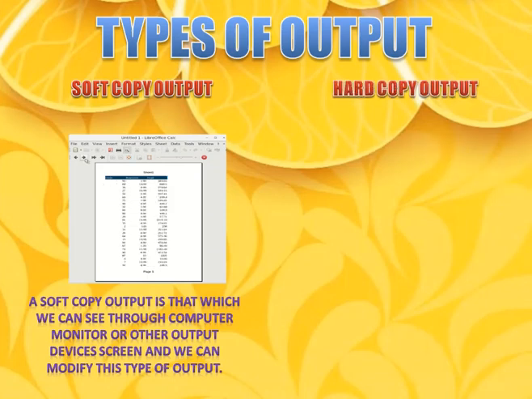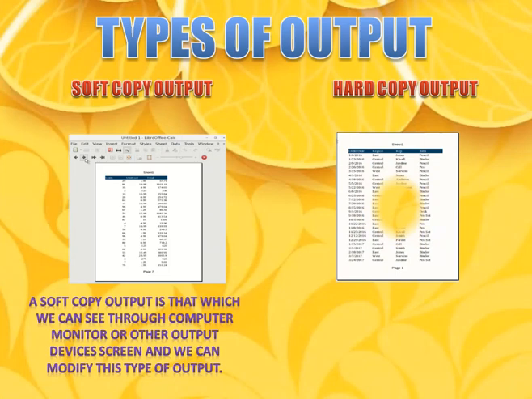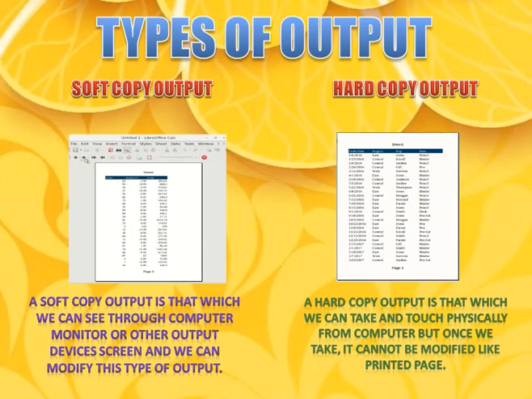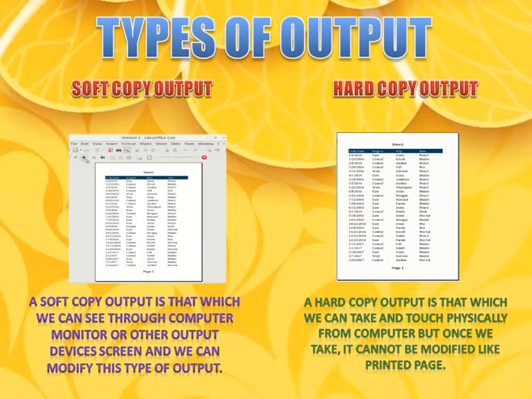Now hard copy output. You can see they look like this. It's a printed page. A hard copy output is that which we can take and touch physically from the computer, but once we take it, it cannot be modified, like a printed page.